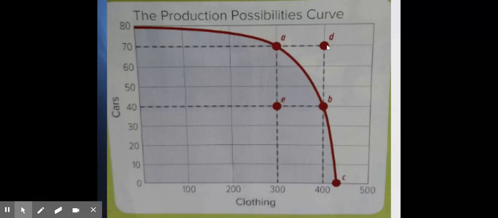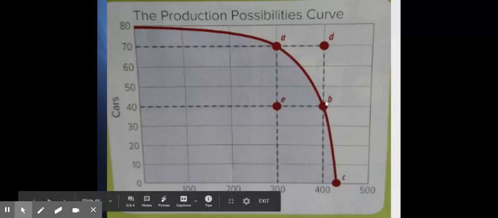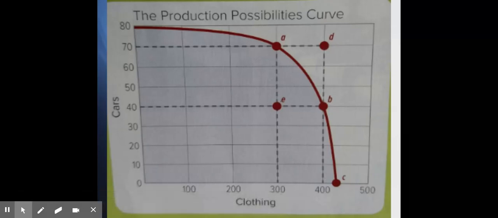But what about point D? Point D out here, where if we're at 70 cars and 400 units of clothing, that's outside of the curve. Well, we can't get to point D. We can't do point D, because if we're making 70 cars right here, then that's going to be at point A, and that's only going to allow us to make 300 units of clothing.